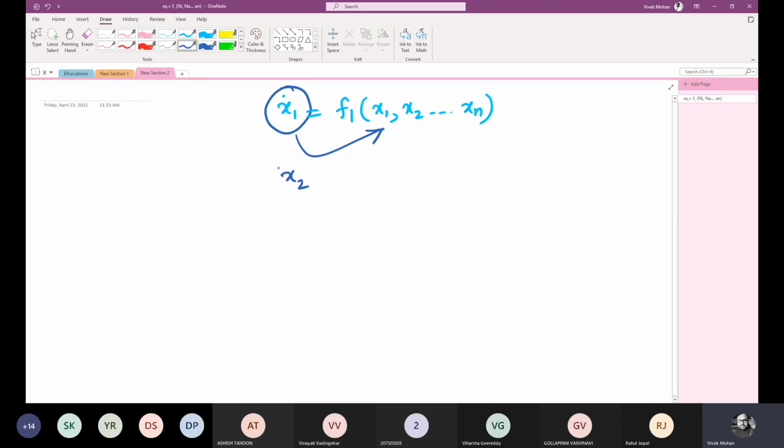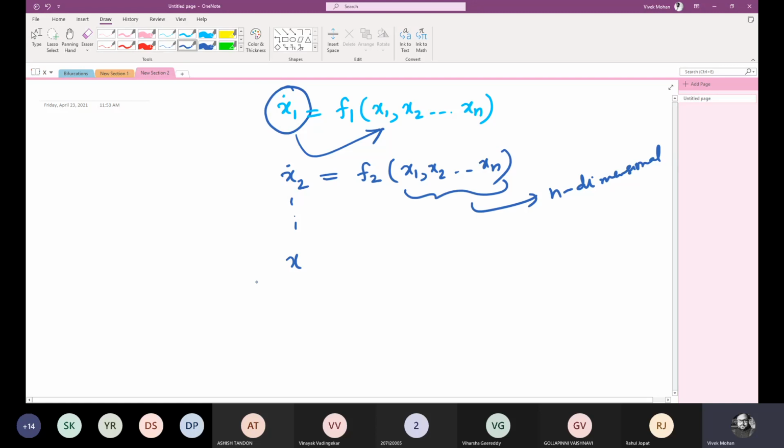For other state variables also, I'm going to write this equation: x2 dot equals f2 of x1, x2, etc. xn. Similarly, it's evident that it's n-dimensional, right? N-dimensional. So xn dot equals fn of x1, x2, etc. xn. Okay.